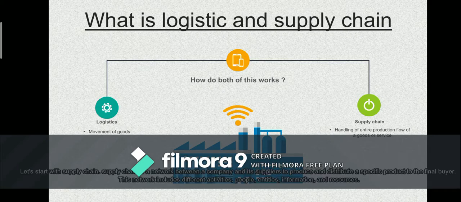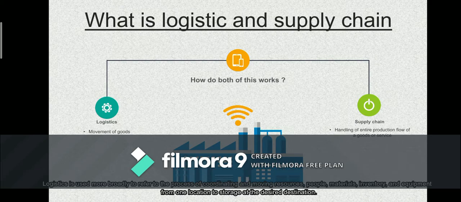We start with supply chains. A supply chain is a network between a company and its suppliers to produce and distribute a specific product to the final buyer. This network includes different activities, people, entities, information, and resources. Logistics is used more broadly to refer to the process of coordinating and moving resources, people, material, inventory, and equipment from one location to storage at the desired destination.